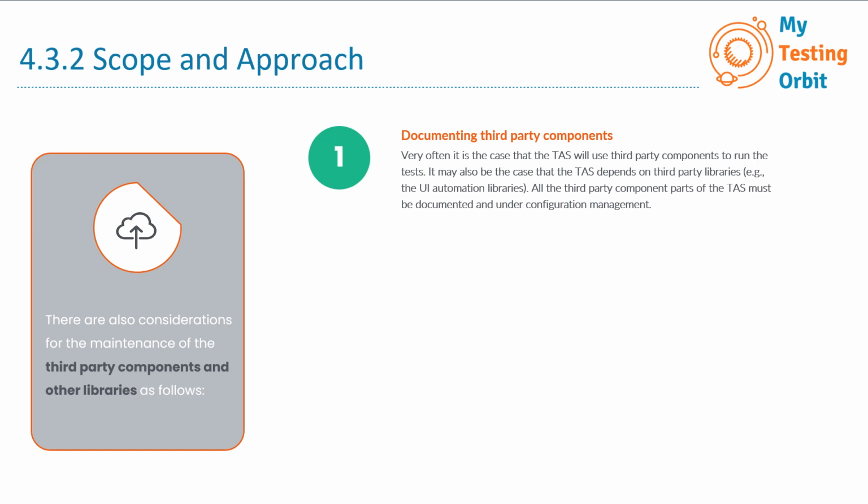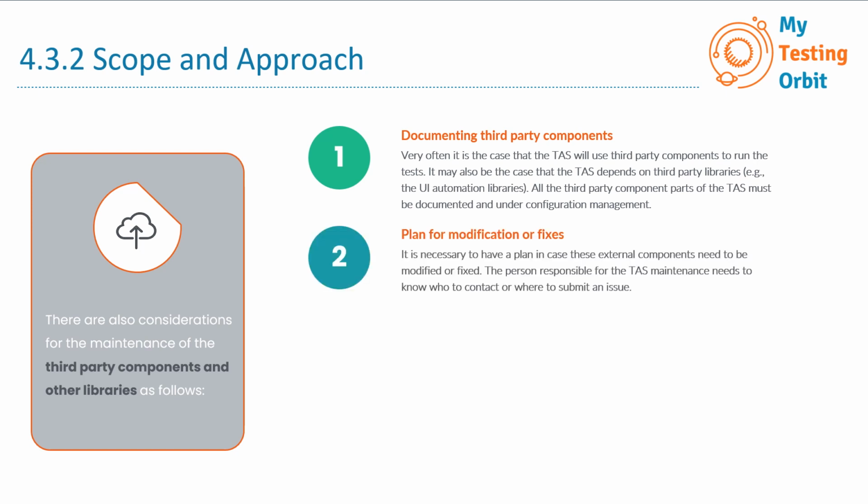Okay, so think of these components as special books in your library. You have got books from different authors and publishers. You create a catalog that lists each book's title, author, and where it's located on the shelf. This catalog is like documenting your third-party tools, so you know what you have and where to find them when needed.